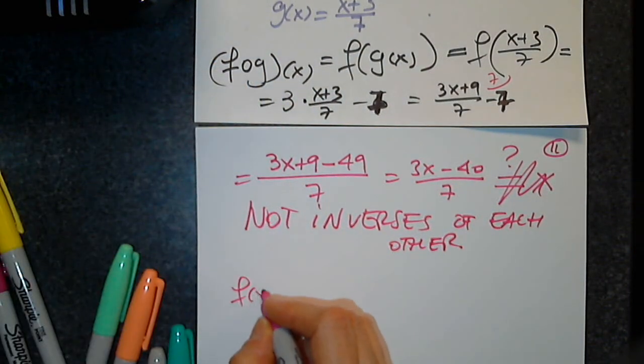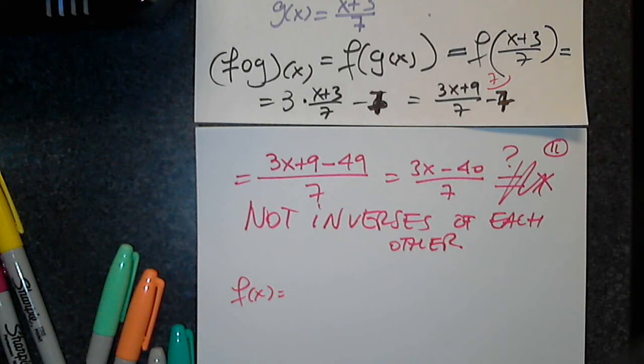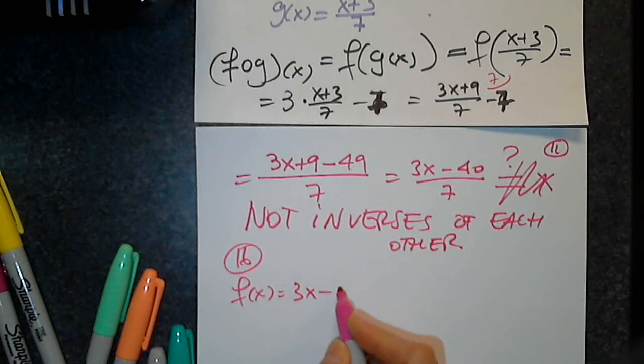Okay, here's an example. I'm picking 16. F of x equals 3x minus 1. What is the graph of this function? First of all, what function is it? A line. It's a straight line. Is it like this with a positive slope, or is it like this with a negative slope? It's a positive slope, right? Positive slope 3.